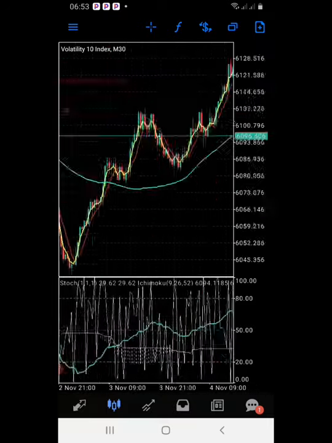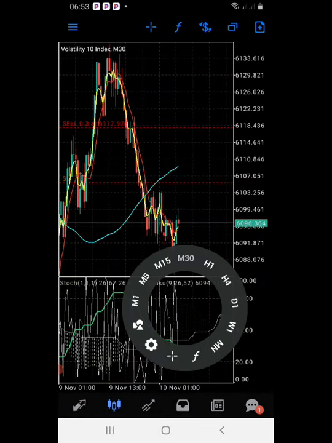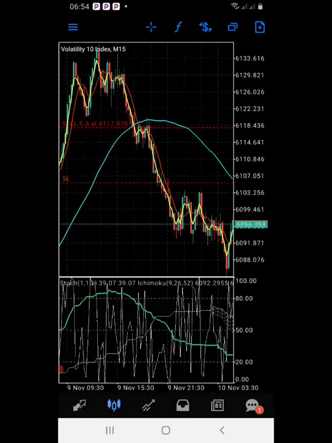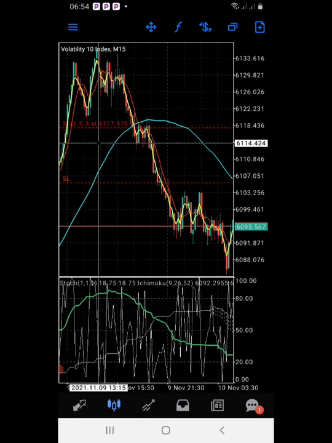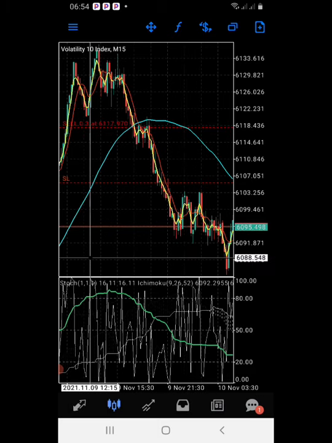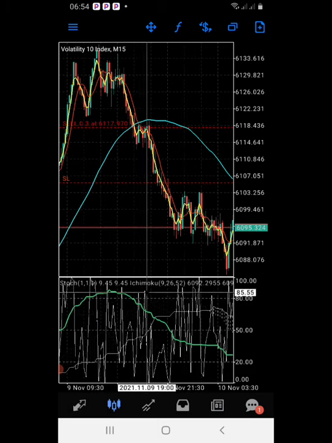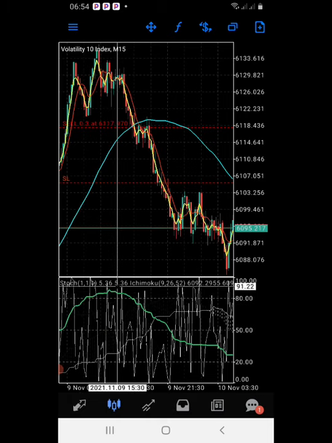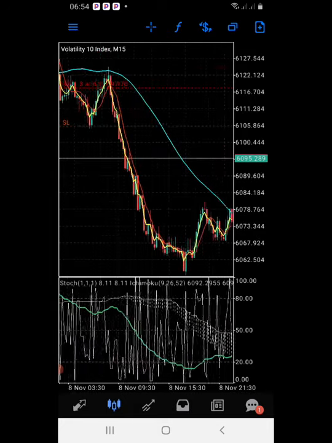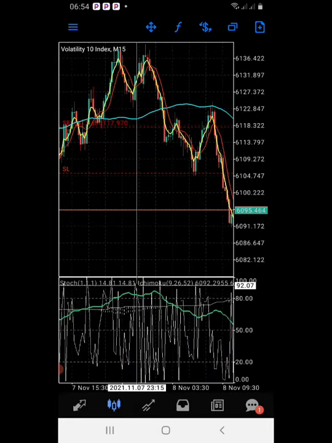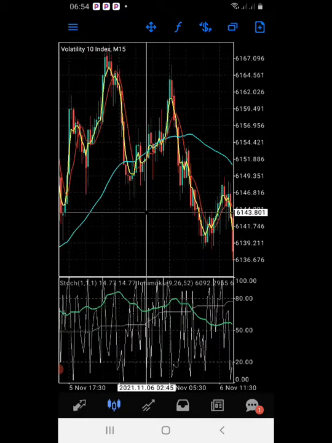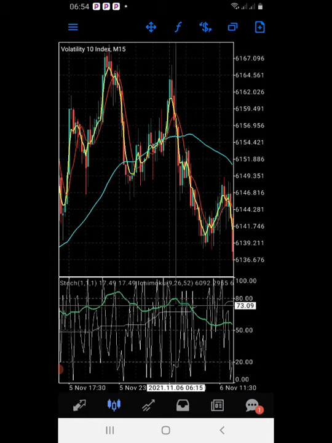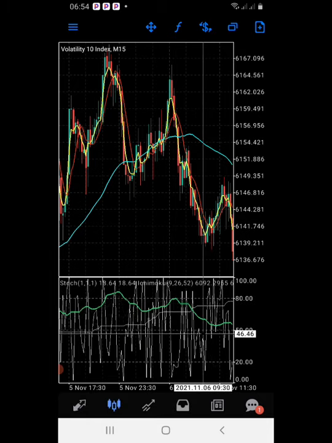So I created this video to show you how the strategy works. All you need is a perfect entry, in the sense that the red moving average crosses the blue moving average above, and this green line should be at the overbought level. Then you sell at the overbought level.